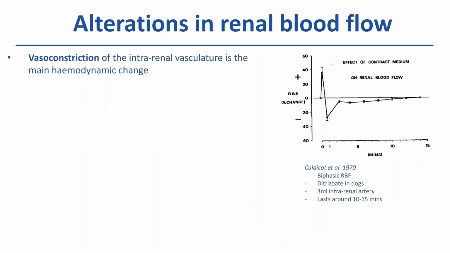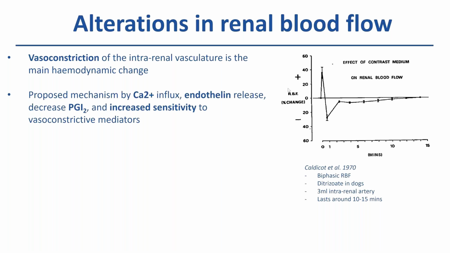So with regards to the alterations in renal blood flow, the main mechanism is vasoconstriction of the intrarenal vasculature, and that's the main hemodynamic change we see with contrast media. Those mechanisms are a mixture of an influx of calcium, increased endothelin release, increased sensitivity to vasoconstrictive mediators such as angiotensin II. And we also get inhibition of vasodilatory mechanisms, prostacyclin, etc.